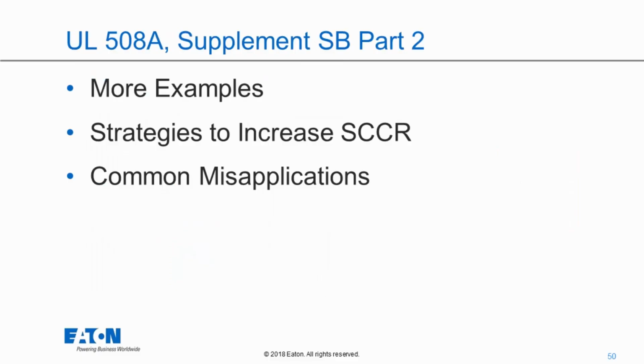So for that reason, we have a part 2. That concludes all of our examples here for part 1 of determining the short circuit current rating of a panel. But we'll go through more examples and different strategies to help you increase the short circuit current rating, so we can go component by component and see what our best solutions are. And then we'll also cover a couple of common misapplications that I see out there in applying UL 508A. So we'll make sure we get all of that. And with that, I will hand it back over to Jill.